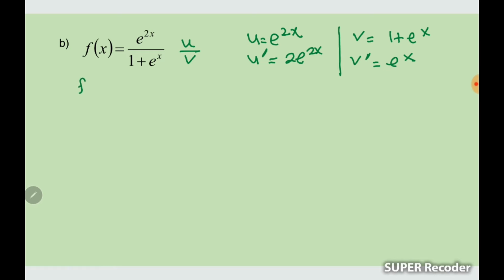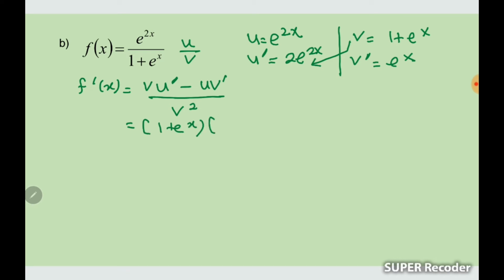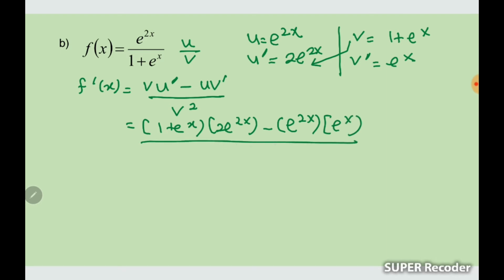So you need to memorize the formula for quotient rule. f prime x is equal to v multiply with u prime minus u v prime over v squared. So you have to substitute the formula here. v multiply with u prime, so (1 plus e^x) multiply with u prime 2e^(2x), minus u, e to the power of 2x, v prime is e^x, over v squared, (1 plus e^x) squared.